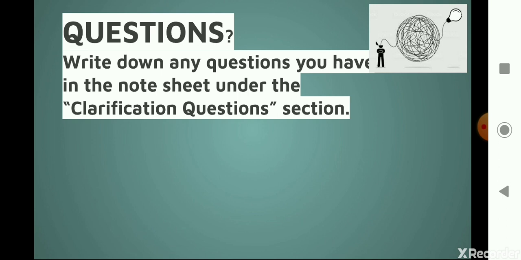Questions? Write down any questions you have in the note sheet under the clarification question section. I will address any questions in class.